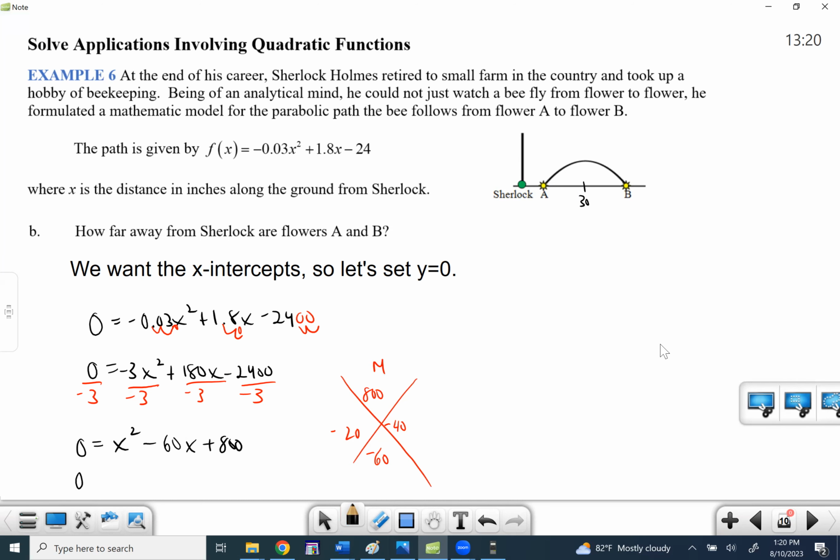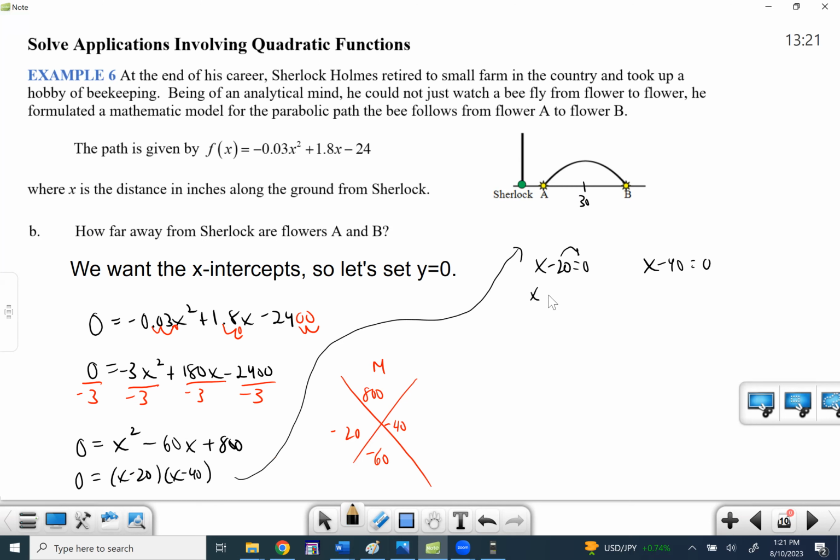So this will factor as x minus 20 and x minus 40. I'm just going to pick up over here. We're going to set each piece equal to 0. Move the 20 over. Move the 40 over. And we have that this one must be 20 and this one must be 40, which makes complete sense if the center's 30, huh?